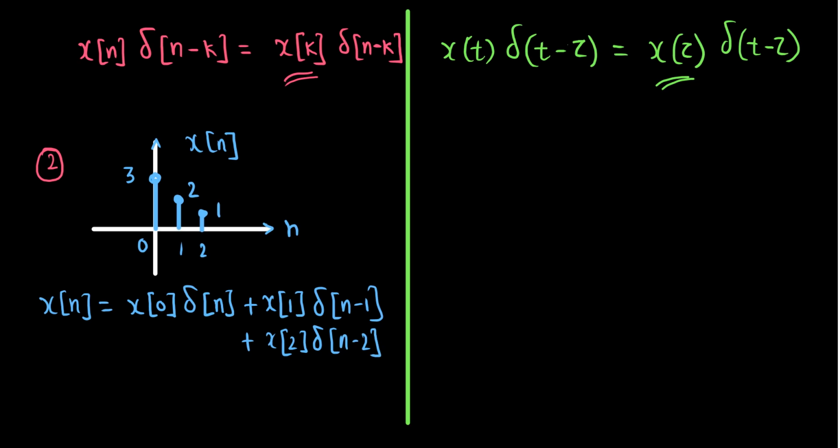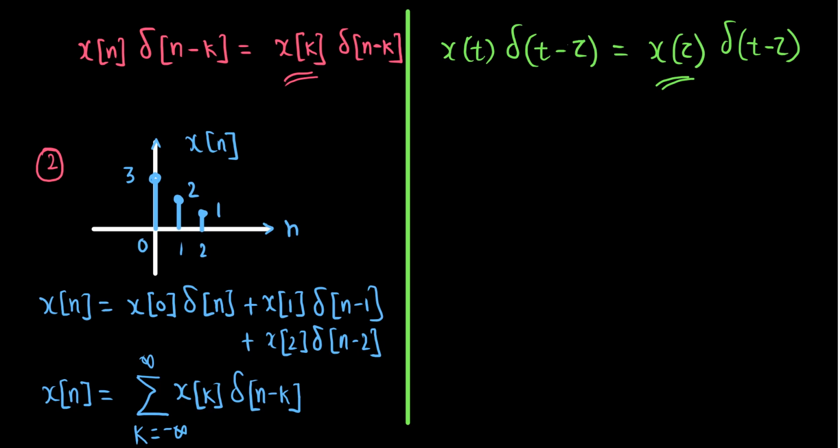So in general, x of n is in fact composed of the shifted and scaled versions of the impulses, del of n minus k, where k runs all the way from minus infinity to infinity. So we can see that any signal x of n is composed of shifted and scaled versions of the impulses.